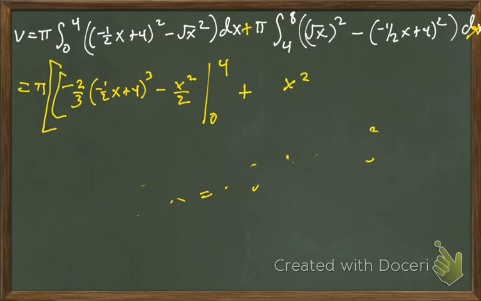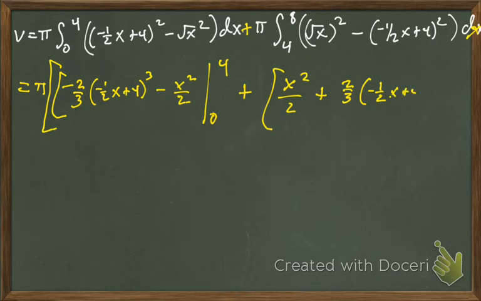I probably could have done some other tricks on the other one, but this one works better here because this is a little bit simpler integral here. All right, so do the same trick on the other one. And now it's just plug and chug. Plug in your limits, work it out, and let's see what we got going on here.